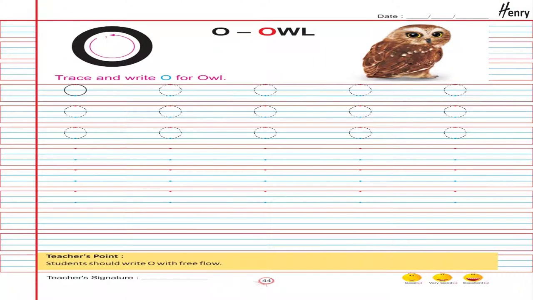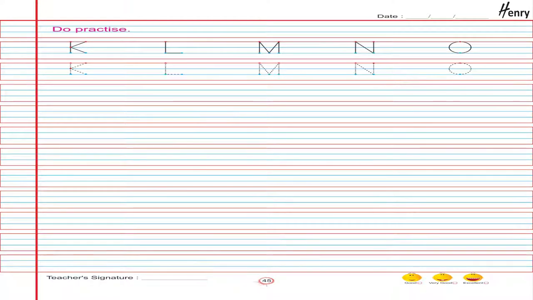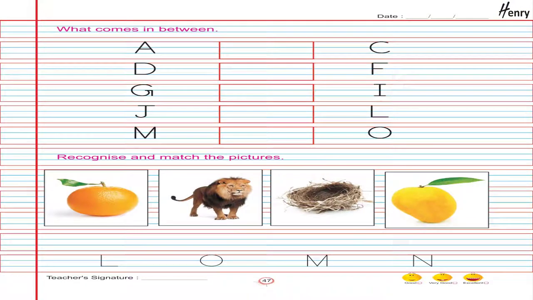O, owl. O, trace and write O for owl. Do practice. Write A to O. What comes in between? Recognize and match the pictures.